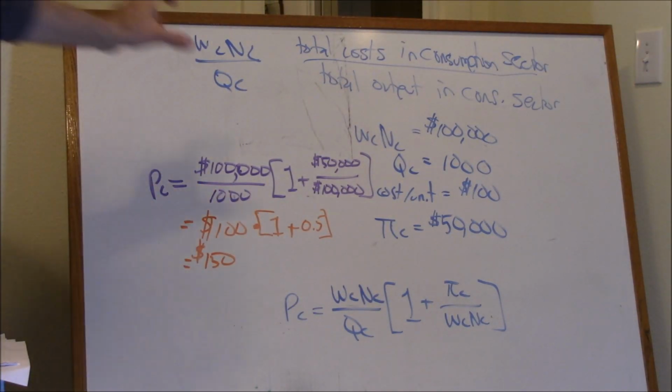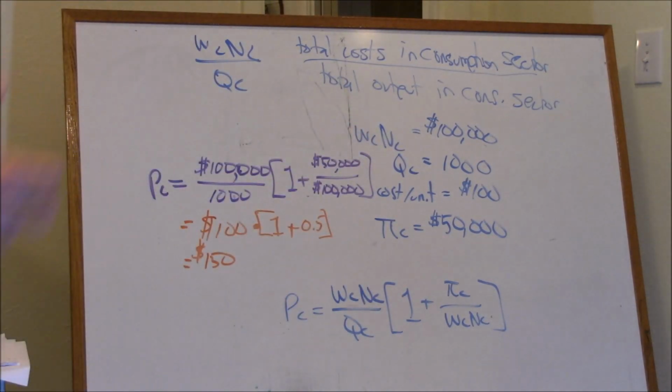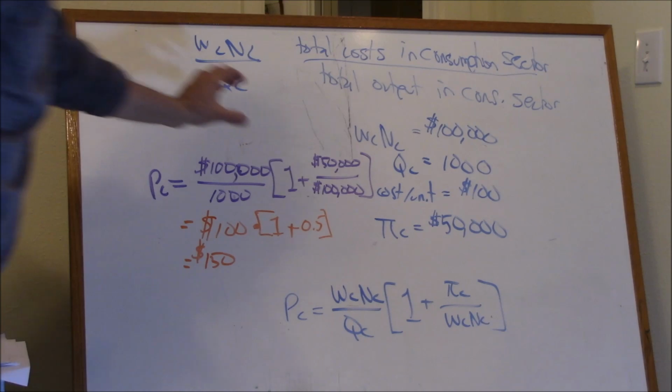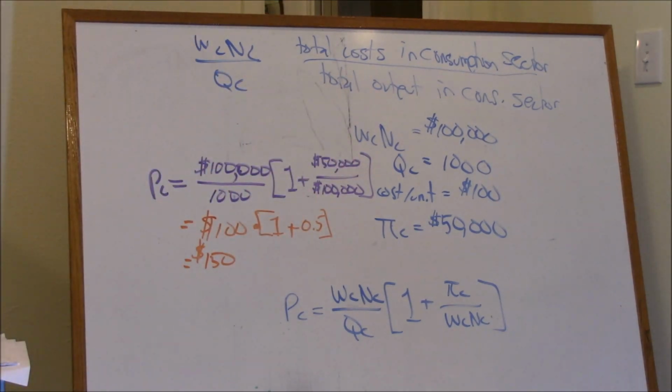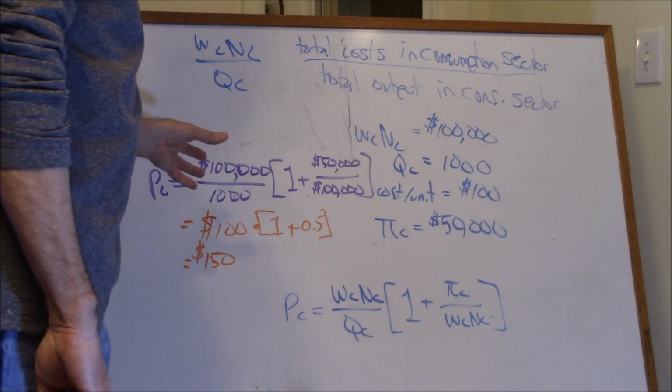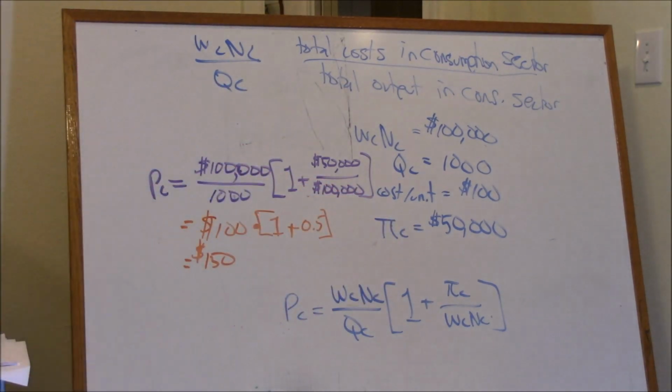But given this markup, and the markup is the percentage over cost that they are marking the good or service up in order to generate profits for themselves, all right? So they're marking up the cost by 50%. For every dollar's worth of cost that they have incurred, they're hoping to make 50 cents.